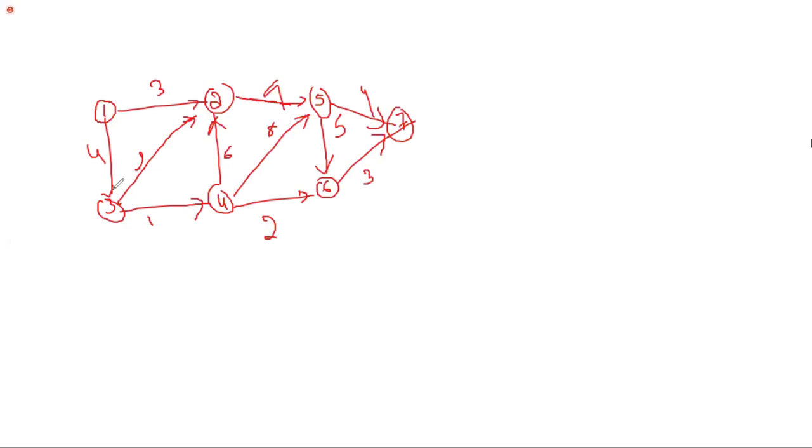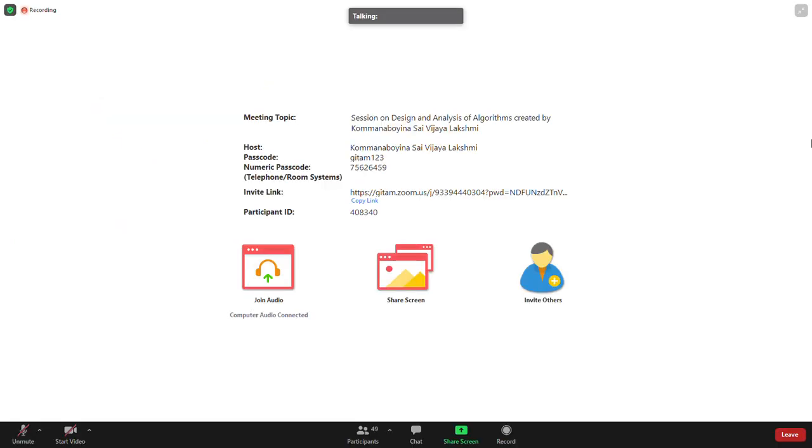Next, I'm making the distance. This distance I'm considering as 4, and this distance is 3. From 1 onwards I'm writing, and these other distances we don't know. From 1 we know only these two distances, so those distances I am noting down. That's what I have written up to this point in my algorithm.